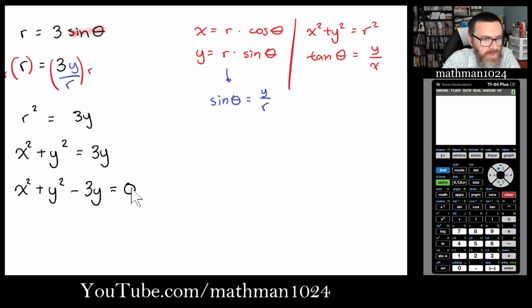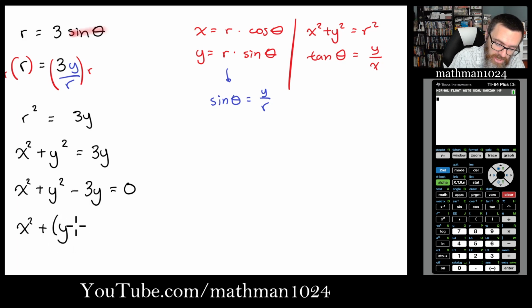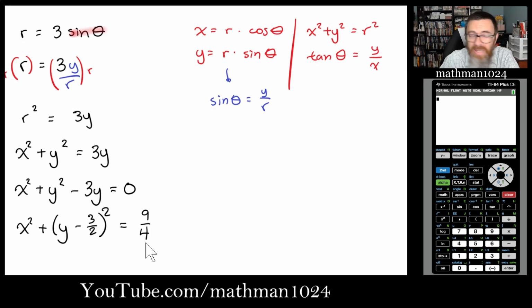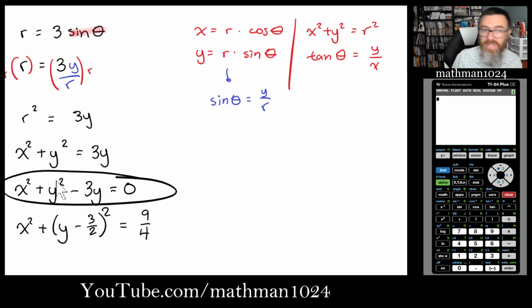Now, with experience, we should be able to look at this and see that this is the equation for a circle. So if you go about the process of completing the square, which I'm not asking you to do just yet, you would have x squared plus (y minus 3/2) squared is equal to 9/4. Again, I'm not asking you to do that, but we can see here that we would have a circle that is centered at (0, 3/2), with a radius of 3/2. Again, more than likely this is all that you would need to do, but just be prepared to go the extra step.